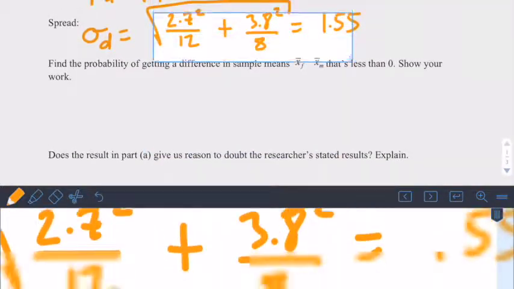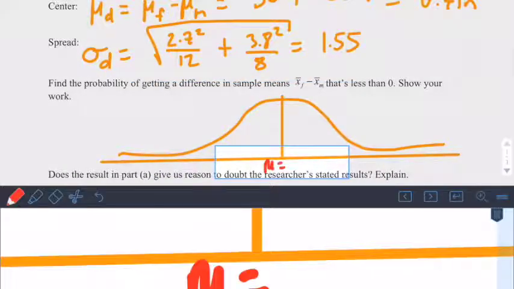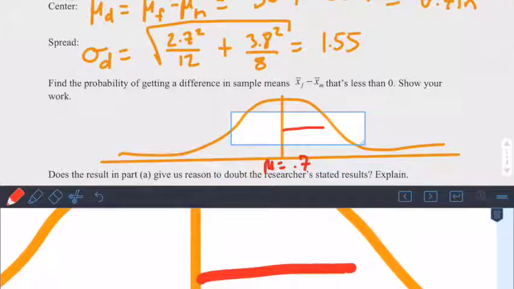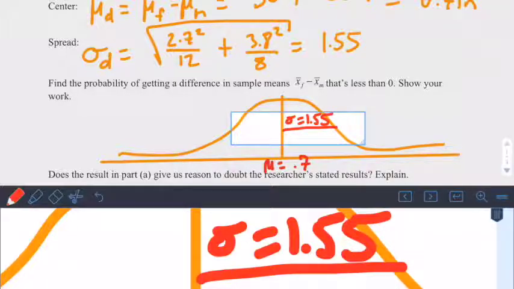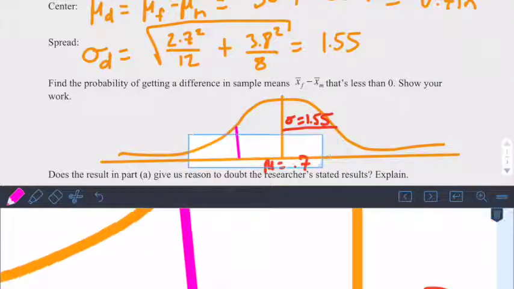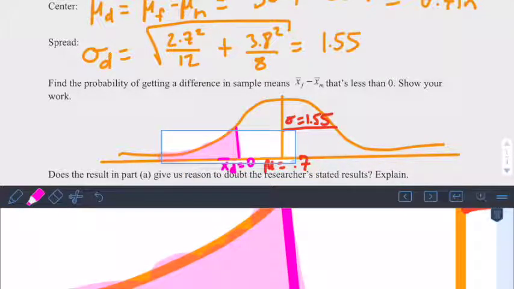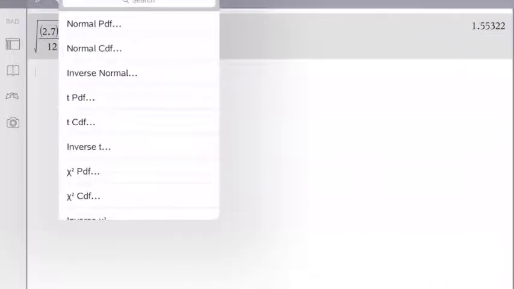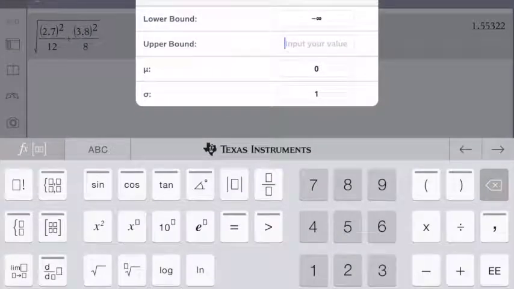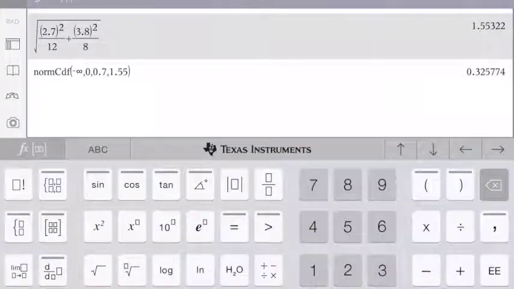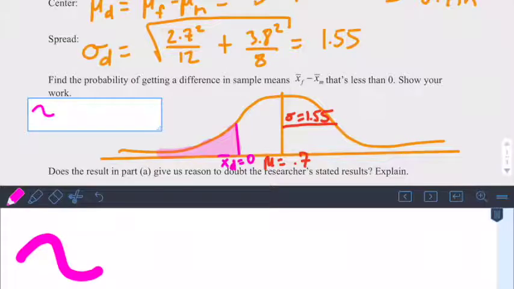So if we draw a picture, well, now that we have our picture, we can find this probability, which is 33% roughly.